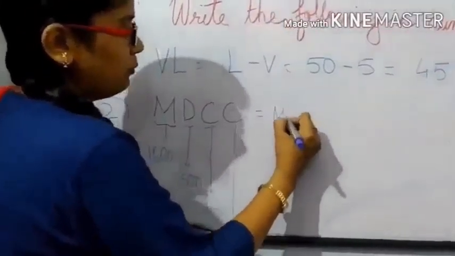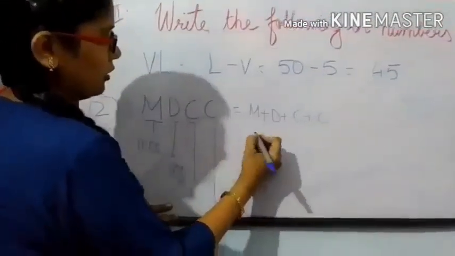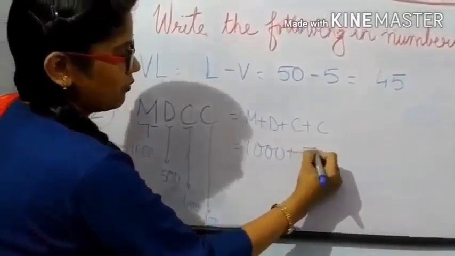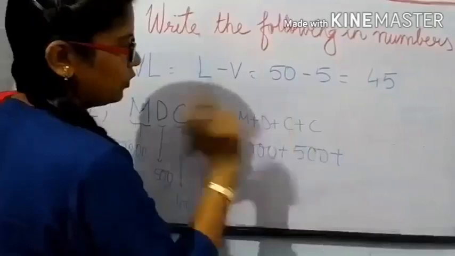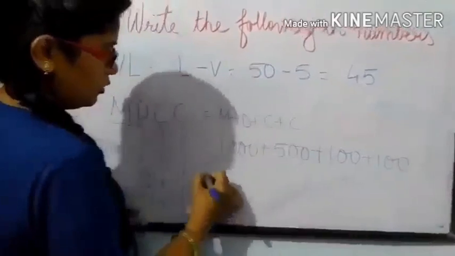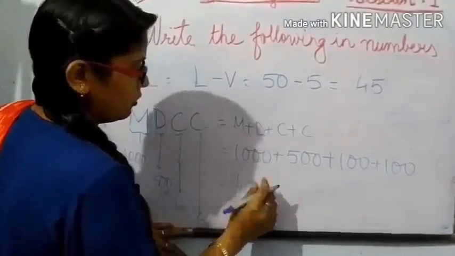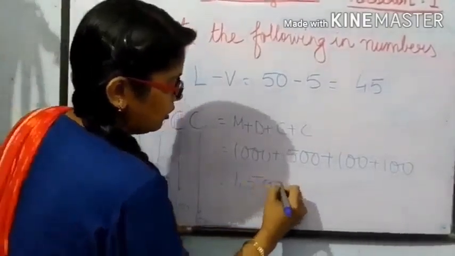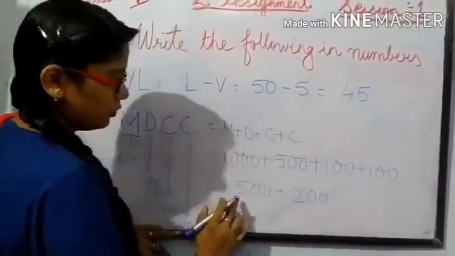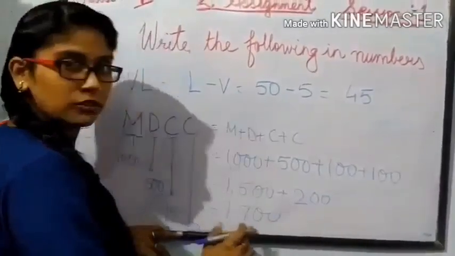So M plus D plus C plus C. So here 1000 plus 500 plus C is 100. Yes, again C is 100. 1000 plus 500, children. And again we add 100 plus 100, 200. So 1500 plus 200, 1700, that you can say 1700.